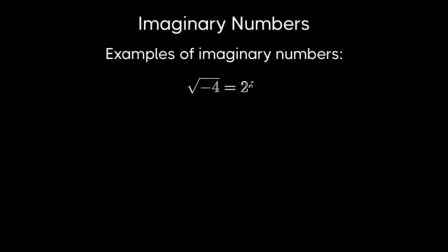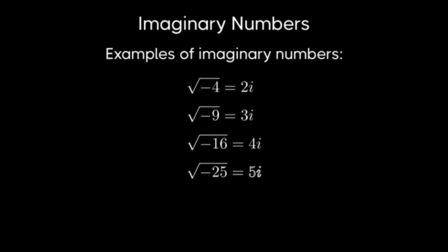With the imaginary unit i, we can now express the square roots of any negative number in a consistent way. This opens up a whole new family of numbers called imaginary numbers. For instance, the square root of -4 equals 2i, because 2i squared equals -4. Similarly, the square root of -9 is 3i, the square root of -16 is 4i, and the square root of -25 is 5i. In each case, we're finding the positive number that, when multiplied by i, gives us the square root of a negative number.